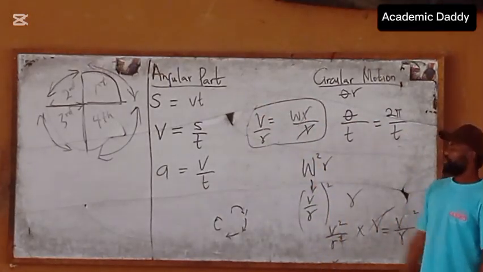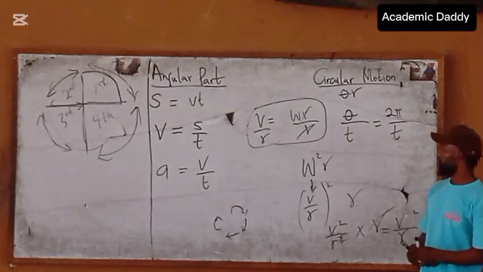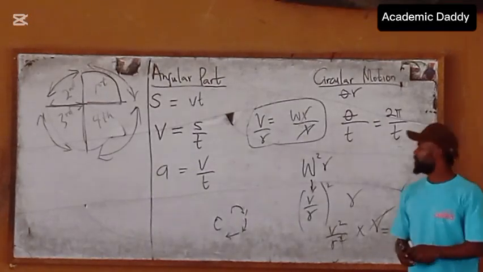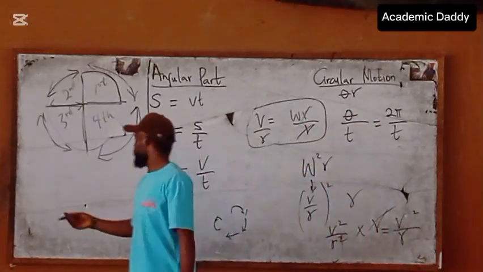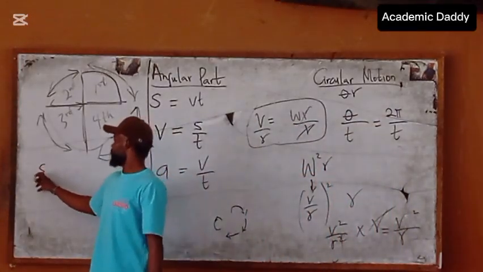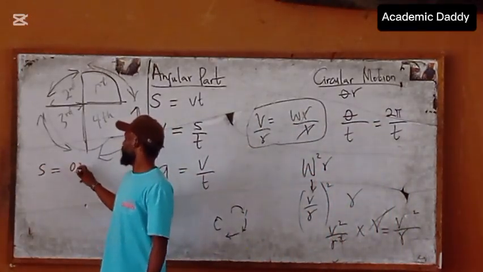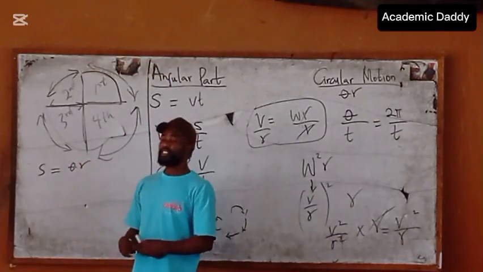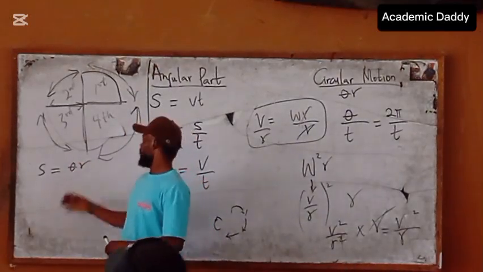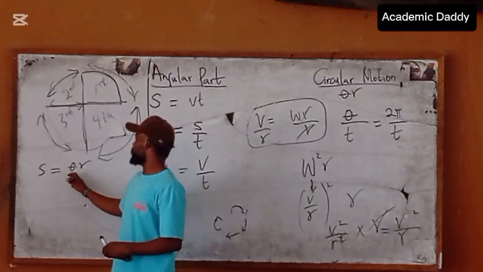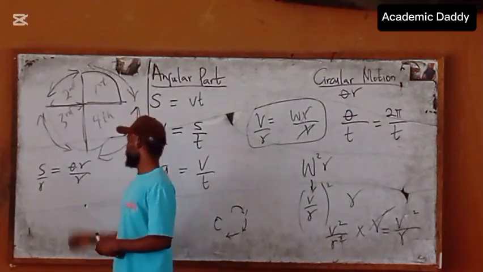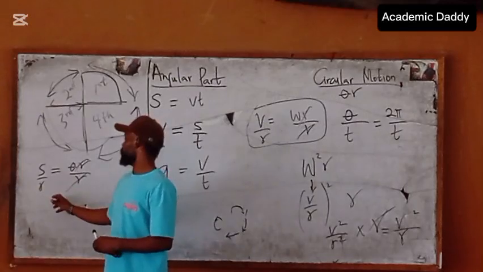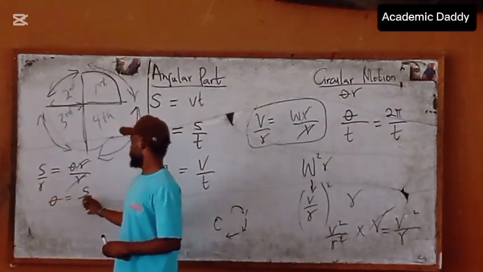So by the time you substitute, you're able to get your answer. That's the first method to go about it. I can as well remember that S is equal to theta R, shall we? That is still on this angular part. If I make theta subject on the top here, over R, shall we? And that means it's going to be theta equal to what?